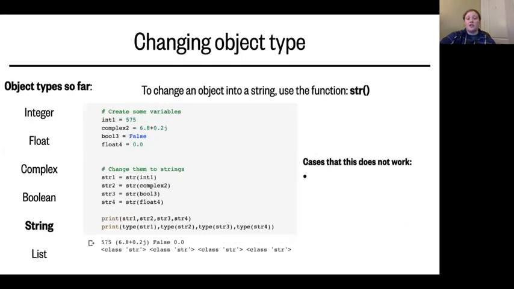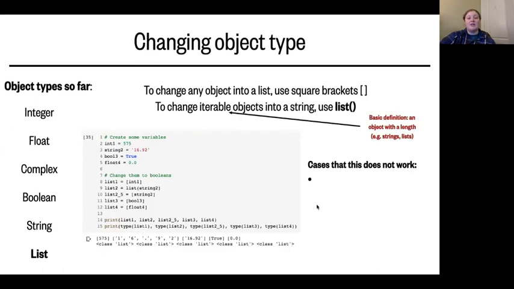To change an object into a string, you use the function str with the parentheses, and that pretty much just puts quotes around whatever object you're putting it into. So here we have an integer, a complex, a Boolean, and a float, and we do a string for all of them, and you can't really see it with the print statements, but now they're pretty much just all strings with quotes around them. And you can see with the type, there's the class, all of them are strings. There are no cases where this doesn't work. You can put pretty much anything you want into a string.